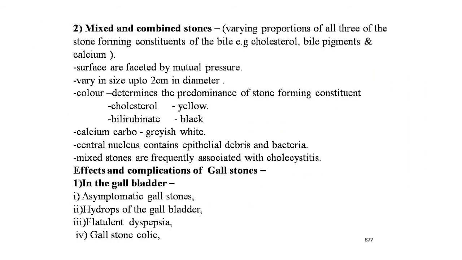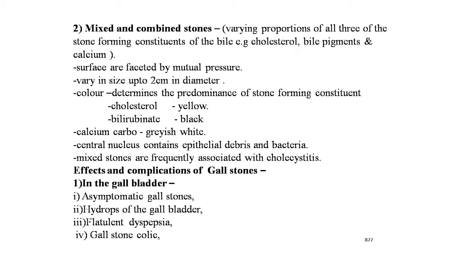Now the second type of gallbladder stone is mixed and combined stones, which contribute 90%, with varying proportions of all three stone forming constituents of the bile, that is the cholesterol, bile pigments and the calcium. Surfaces are faceted by mutual pressure, varying in size up to 2 cm in diameter. Color determines the predominance of stone forming constituents. Cholesterol is yellow colored, bilirubinate is black colored, calcium carbonate is greyish white colored. The central nucleus contains epithelial debris and bacteria. Mixed stones are frequently associated with cholecystitis.